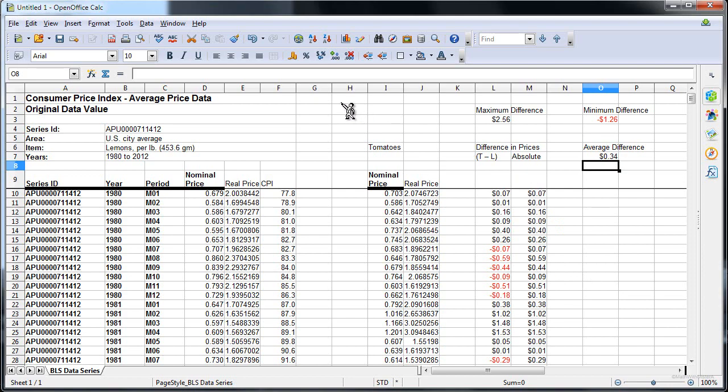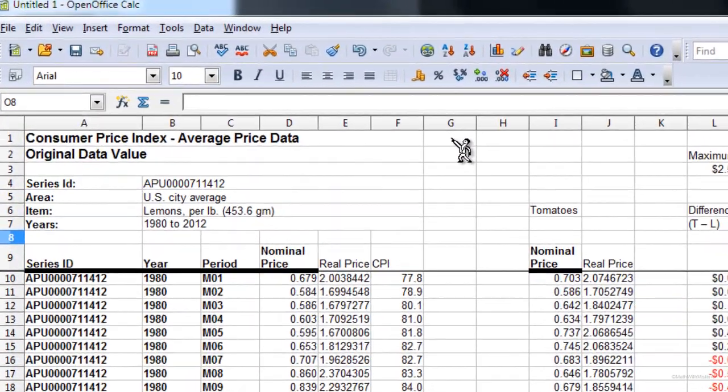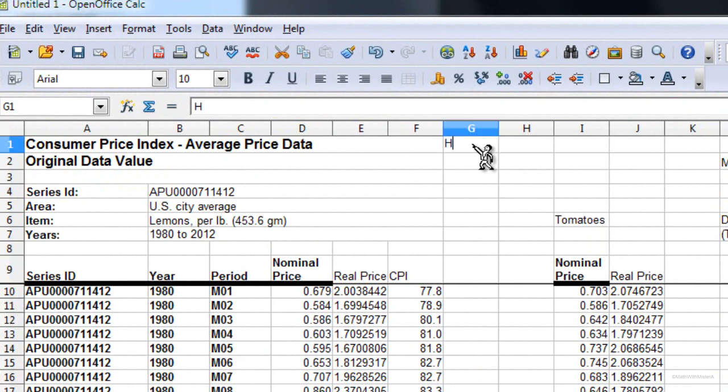So let's find some space to get a title and a result first. I'm going to go up here to say how many times the difference was more than $1. We'll put the result right here in G2, and the function is, start with equals, CountIf.